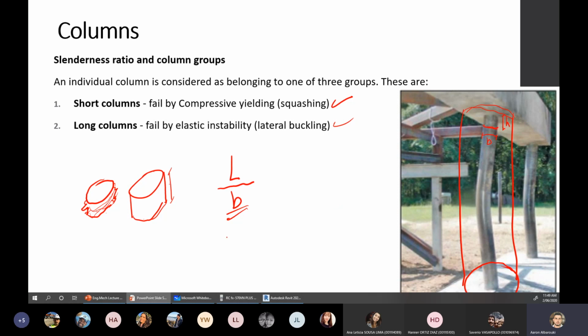It's always about the relationship. Look at this one here. The smaller this ratio, the less chance for the column to buckle. Because the smaller means the shorter the length or the larger the width. How can I make this smaller?